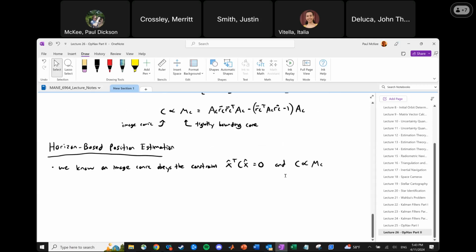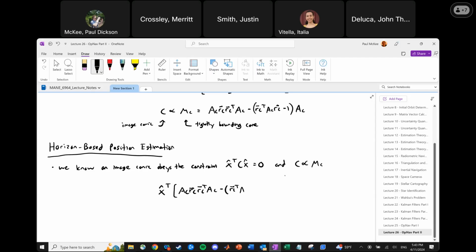So if we put that together, we arrive at this equation, which was the equation we've kind of been foretelling for a while now, which is a point in the image plane which we know to be on the lit limb of the moon, Earth, etc., being multiplied by all this stuff. So AC, RC, RC transpose, AC minus RC transpose, AC, RC minus 1, AC times the point again is equal to 0. This equation is so important that I'm going to call it the asterisk equation because we're going to refer back to it in the future.